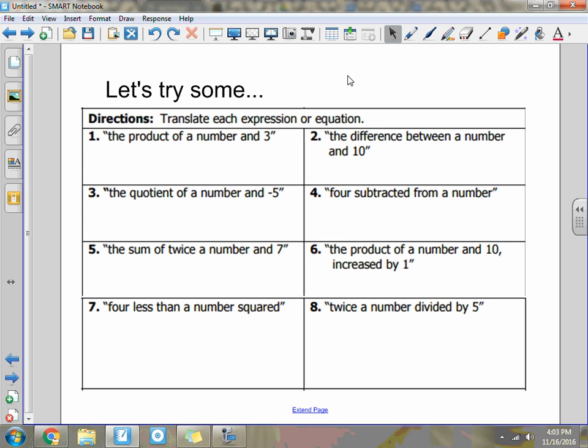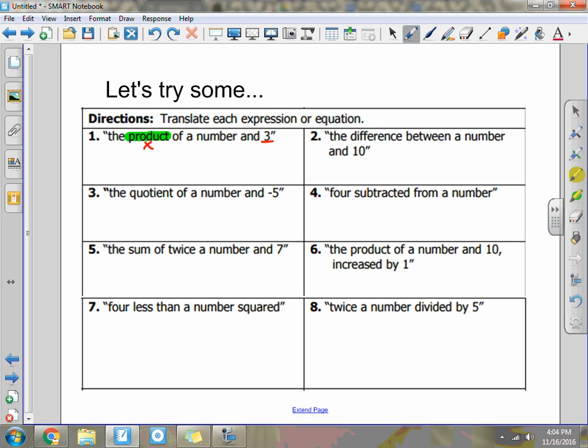Alright, so let's try a couple together. We're not going to get through all of these in the video, but I'm going to try a couple easier ones and a couple of harder ones. So number one, or actually just our directions, say to translate each expression or equation. So number one says the product of a number and 3. So the first thing that I'm looking at when I notice that is that I see the word product. And remember, product is one of my clue words for multiplication. So now I'm going to take those two pieces and I'm going to multiply them together.